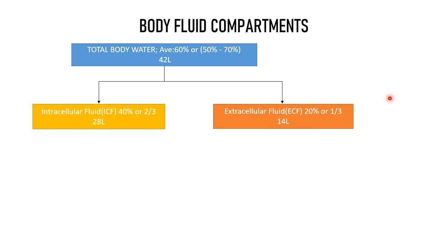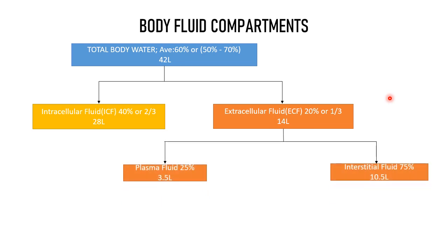Now, extracellular fluid, that's where we end with intracellular fluid. Then extracellular fluid is where the main deal is, because it is subdivided into two other compartments. So it is divided into plasma fluid and interstitial fluid.